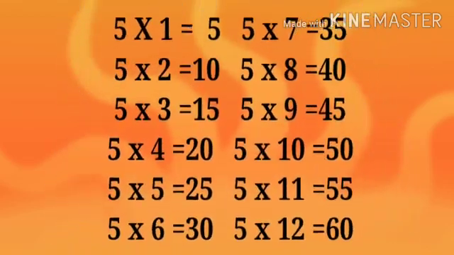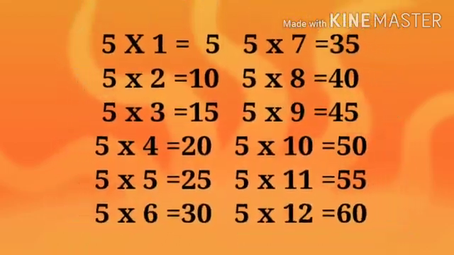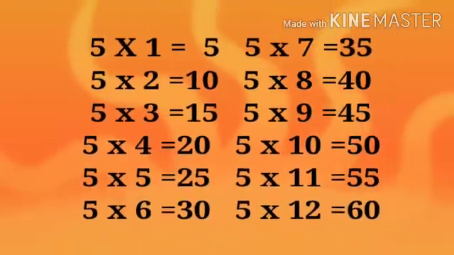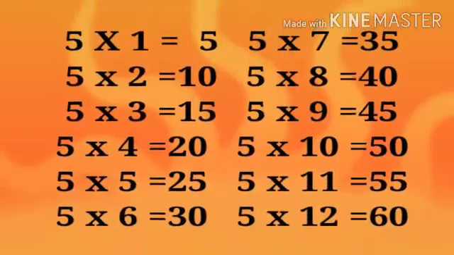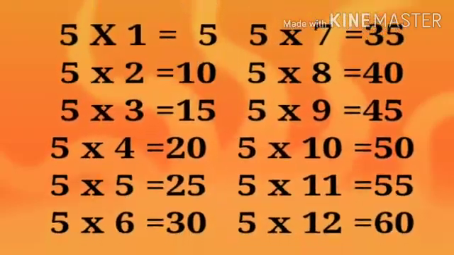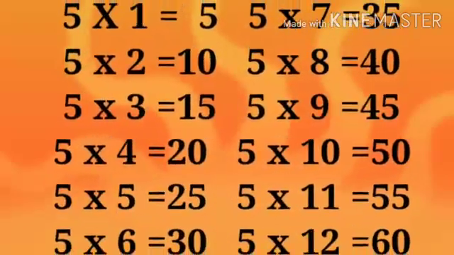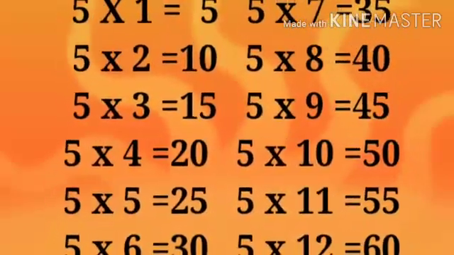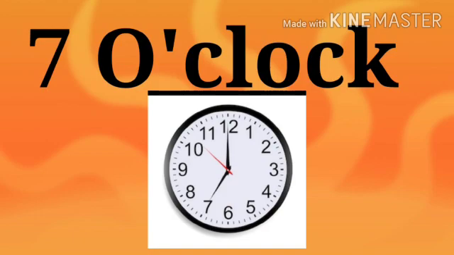So here you have to do the table of 5. 5 ones are 5, 5 twos are 10, 5 threes are 15, 5 fours are 20, 5 fives are 25, 5 sixes are 30, 5 sevens are 35, 5 eights are 40, 5 nines are 45, 5 tens are 50, 5 11s are 55 and 5 12s are 60. So here 1 hour is equal to 60 minutes. So here the time is 7 o'clock. Understood students? How you are going to tell the time here?